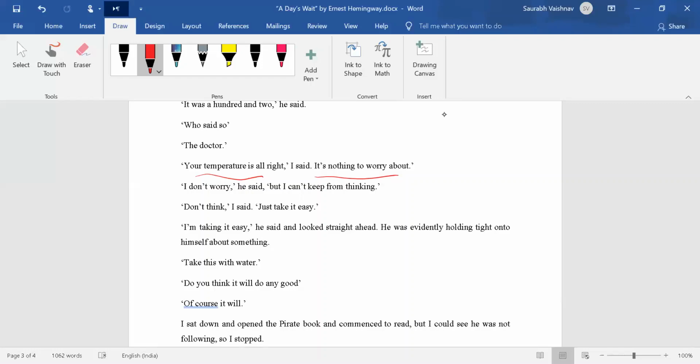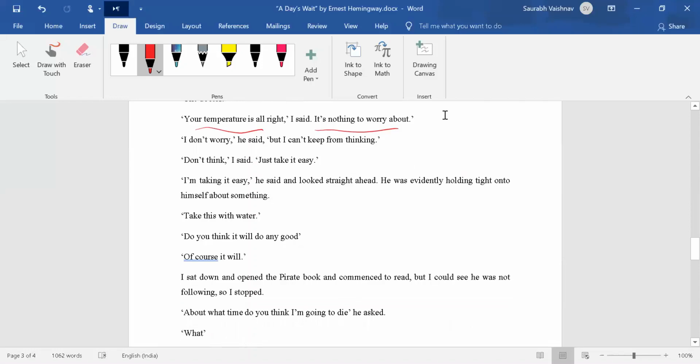Do not think, I said, just take it easy. Do not think them. Take it easy. Do not try to think more. Just try to relax. Please take a rest. That is what father says. I'm taking it easy, he said, and looked straight ahead. When the father suggested he take it easy, Shards said that he is taking it easy, and he looked straight ahead. He was evidently holding on to himself about something. So he had some thoughts in his mind.